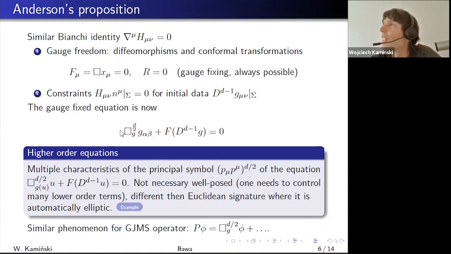And now it's a fact that the hyperbolic, Lorentzian world is more complicated than the Euclidean world. In the case of Euclidean signature, if you have an operator that starts with the Laplacian to some power, it is elliptic, so the solutions will be smooth.